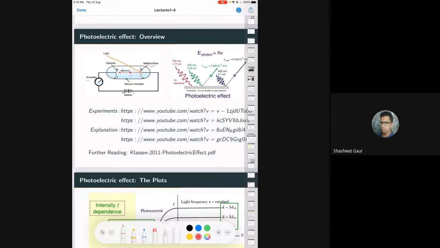And if you have a current detecting mechanism or an ammeter connected to it, you will record a current, which means that the detector is collecting electrons and the circuit is getting completed. When the light is off, then the circuit is broken and you don't collect the current. Okay.